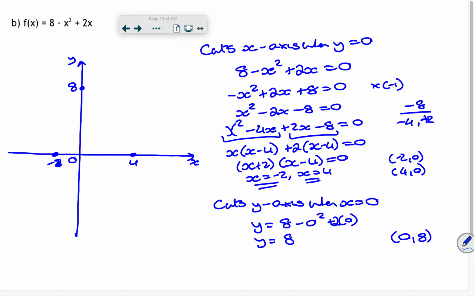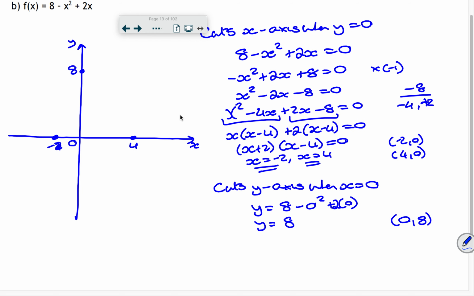So the number that's halfway between minus 2 and 4 would be 1. So I can say turning point when x is equal to 1. So let's fill that in then. So that would be y is equal to 8 minus 1 squared plus 2 times 1. So that'll be 8 minus 1 plus 2 is going to give me 9. So the turning point happens at 1, 9, which would be about here.